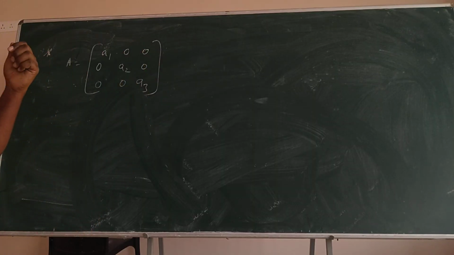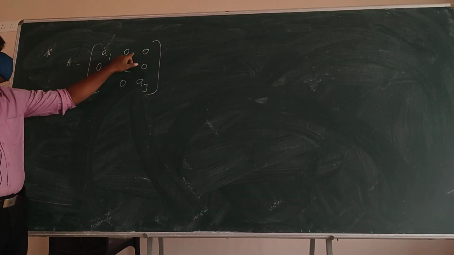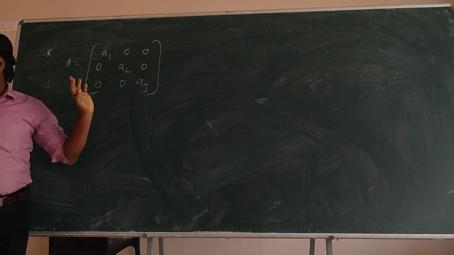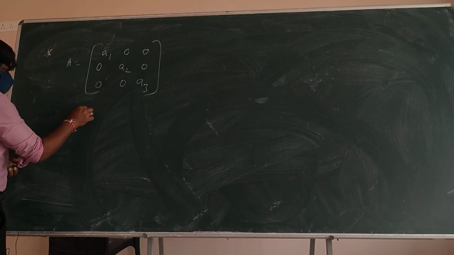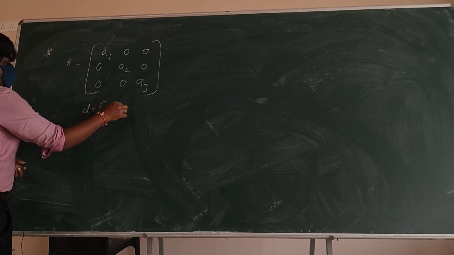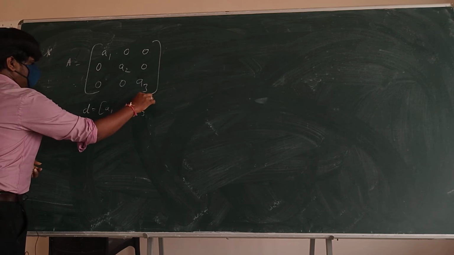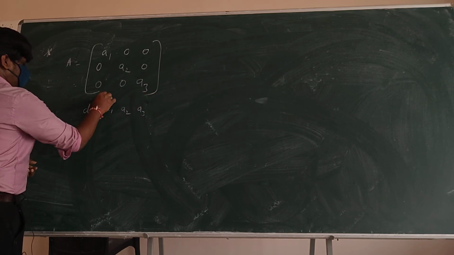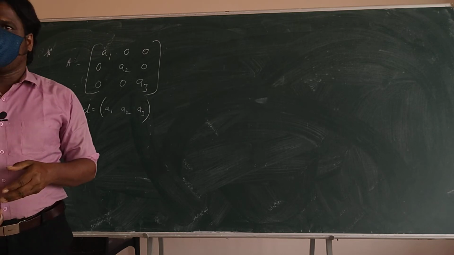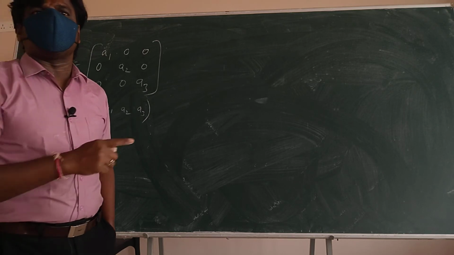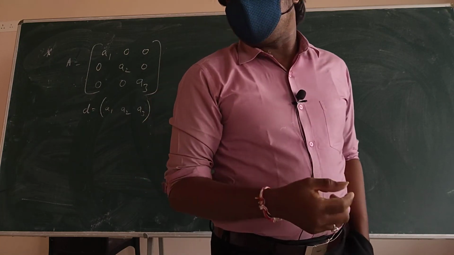Okay, I wrote this matrix A equal to A1 0 0, 0 A2 0, 0 0 A3. What is this matrix? Diagonal matrix. This diagonal matrix is also written like this. When I write D, it means diagonal matrix. So it can be represented in this way also, in some texts.